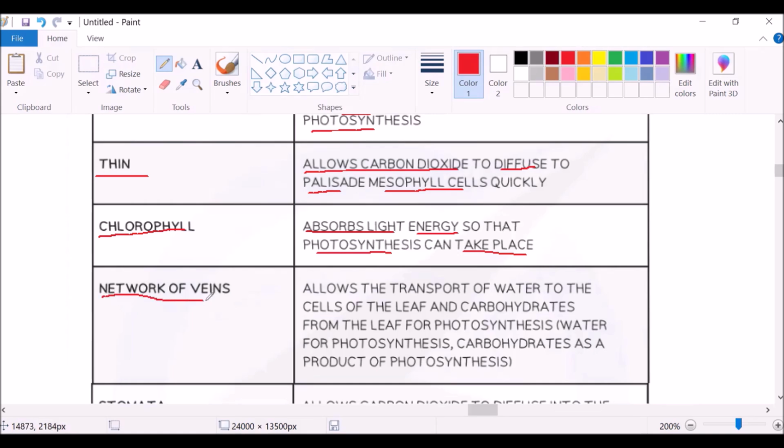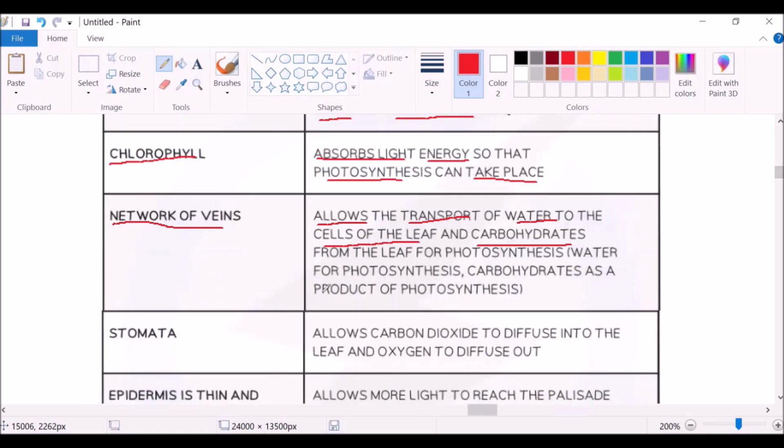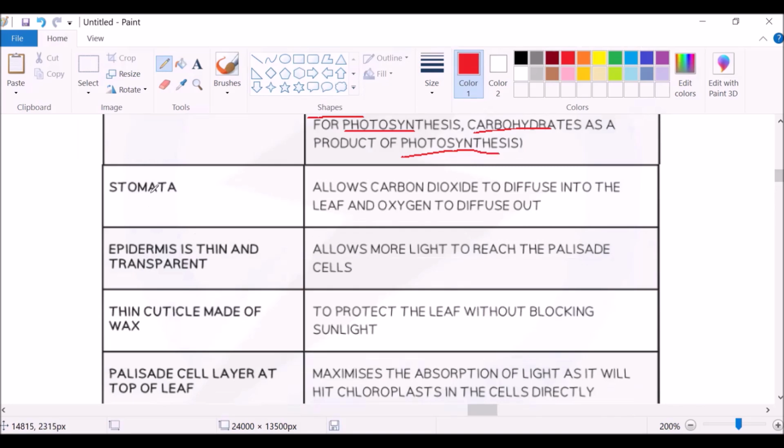The network of veins on the leaf, which make up the vascular bundle, allows the transport of water to the cells of the leaf and carbohydrates in the form of sucrose from the leaf to be transported to all other cells. Water is needed for photosynthesis. Carbohydrates or sucrose as well as amino acids are a product of photosynthesis. The availability of stomata allows carbon dioxide to diffuse into the leaf and oxygen to diffuse out.